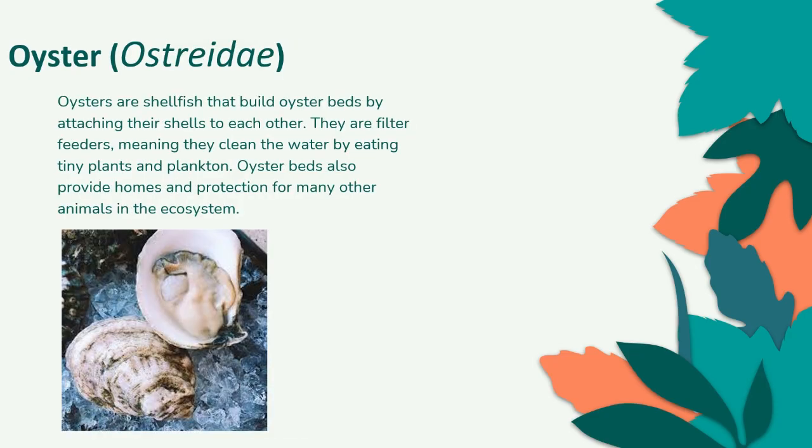Oysters are shellfish that build oyster beds by attaching their shells to each other. They are filter feeders, meaning they can clean the water by eating tiny plants and plankton. They also provide homes and protection for many of the other animals in the ecosystem.